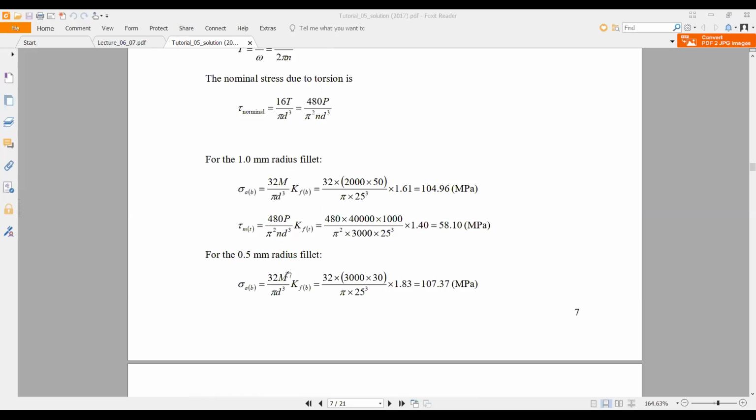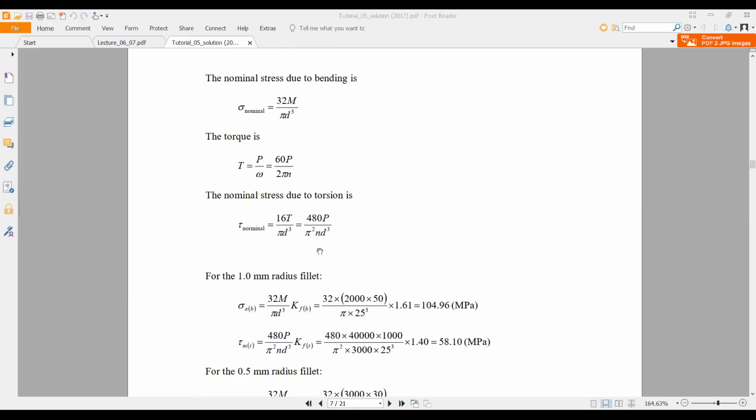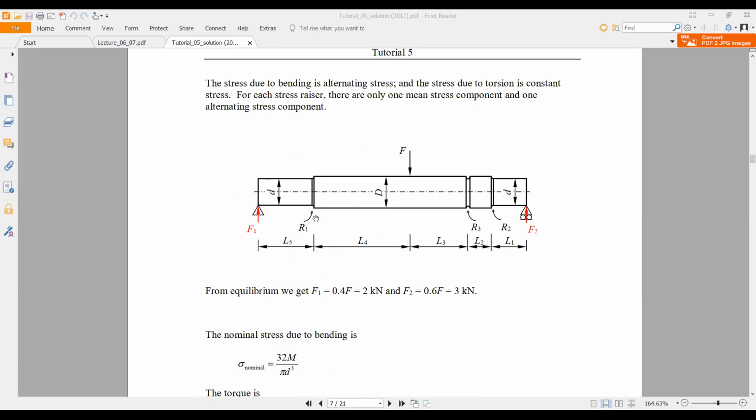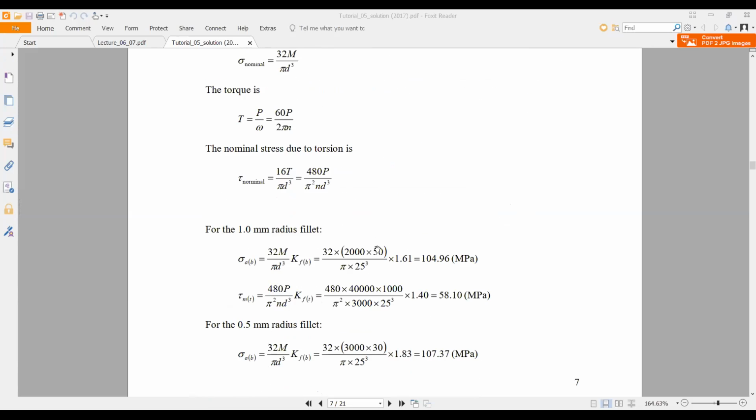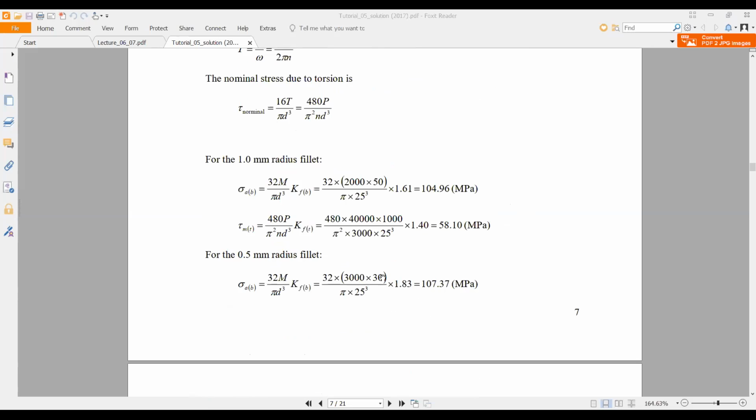But when you substitute the bending moment for each fillet, it will be different. So for this fillet you will use this reaction value and this distance. If you use this fillet, you need to find the bending moment with this load value, this reaction times this distance. You can see here the bending load value will be different. Same equation, the bending load value will be different, and the fillet Kf value will also be different according to the fillet.